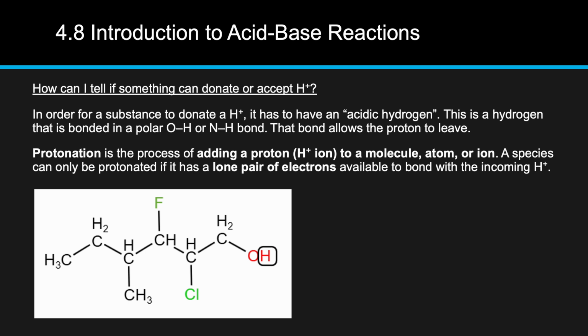And then to decide whether a substance can accept a proton, we need to look for a lone pair of electrons. So a molecule or ion can only be protonated if it has a lone pair available to form a bond with the incoming proton. And just a side note here, even though having a lone pair is required to accept a proton, not every molecule with a lone pair can actually accept one. So the central atom has to be able to form another bond without exceeding its stable bonding capacity.